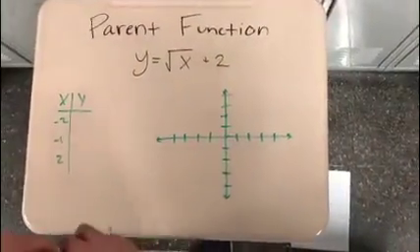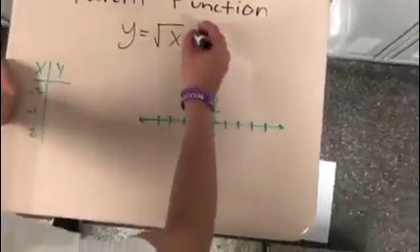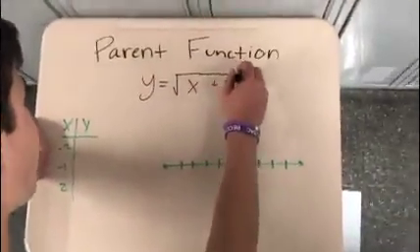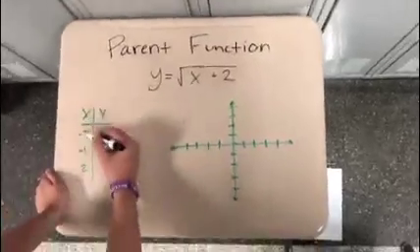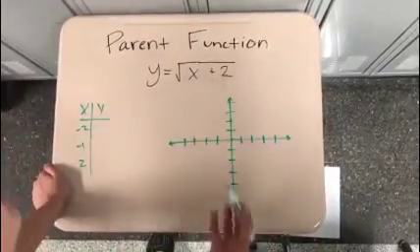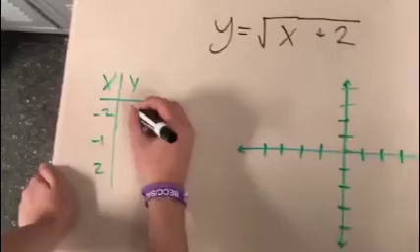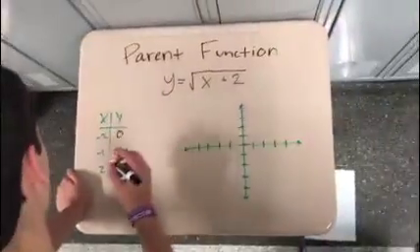Alright, so today we're going to be talking about horizontal shifts. So, here's what we're going to do. We're going to extend the square root over the 2, so everything will be in the square root. So now, basically we're going to plug negative 2 in for x. Negative 2 plus 2 is 0. 0 in the square root, 0. So we're going to have 0 here for our first one.